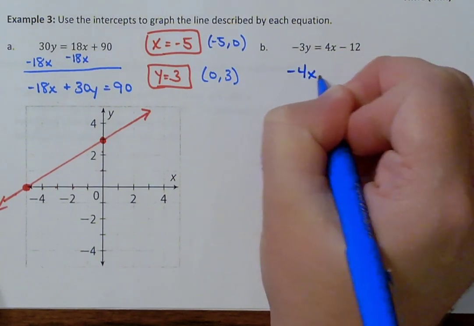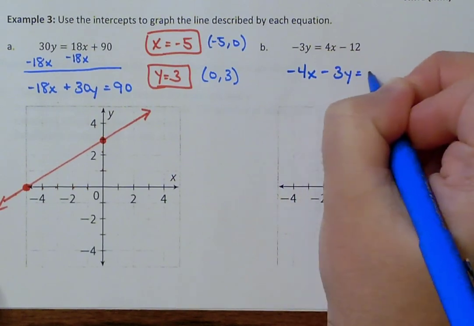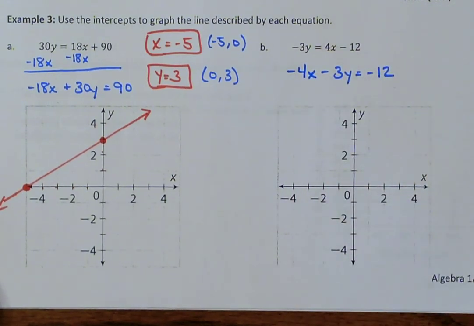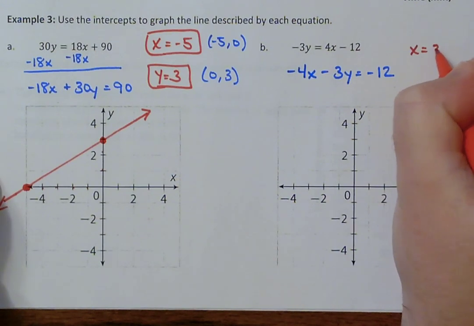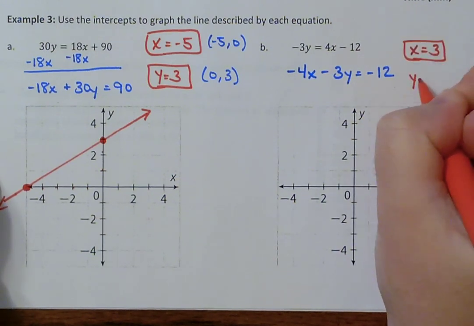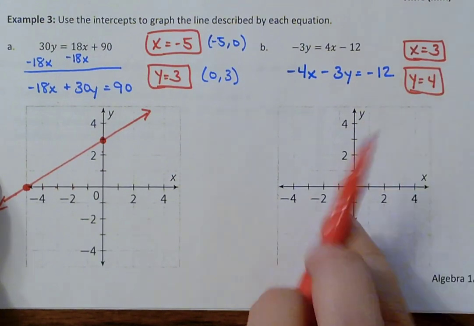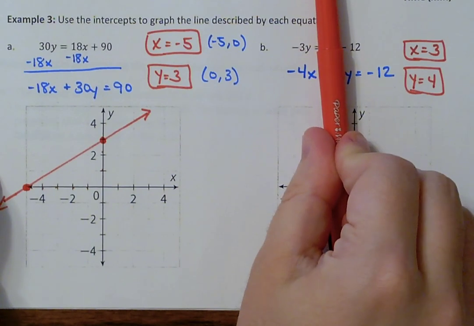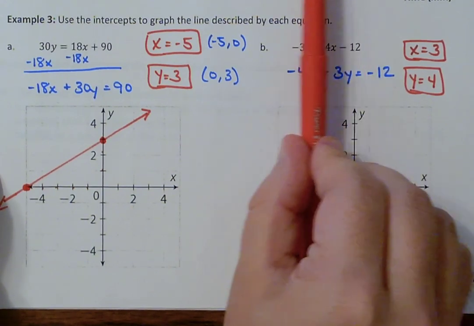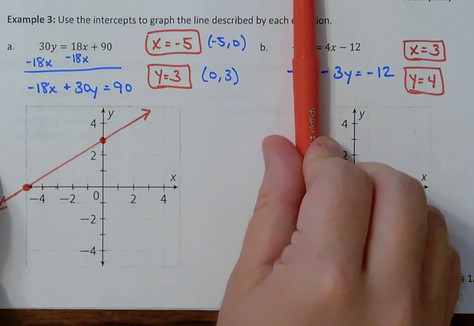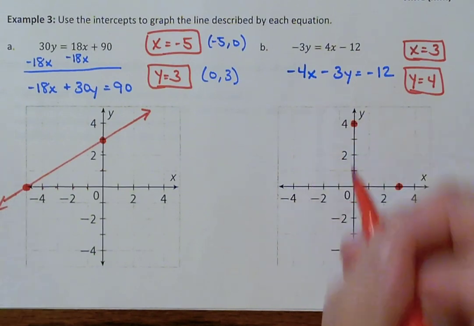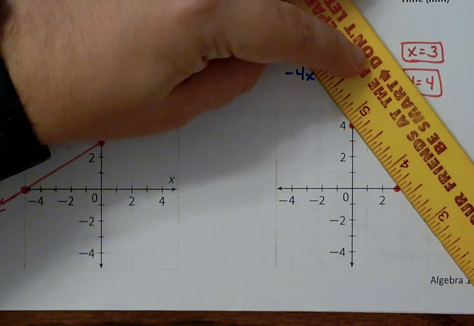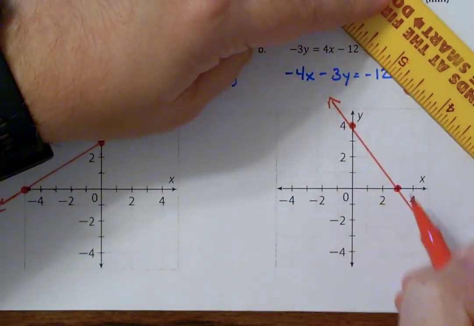So I would have a negative 4x minus 3y equals negative 12. If you use the cover-up method, we would get x to equal 3 and y to equal 4, because negative 12 divided by negative 4 is 3, and negative 12 divided by negative 3 is 4. So I have x equals 3, y equals 4. So I plot a point at 3 on the x-axis, plot a point at 4 on the y-axis, and then I have my line, like such.